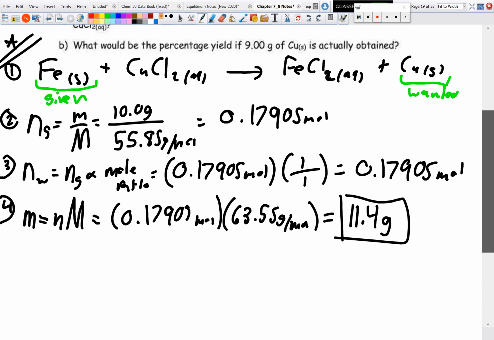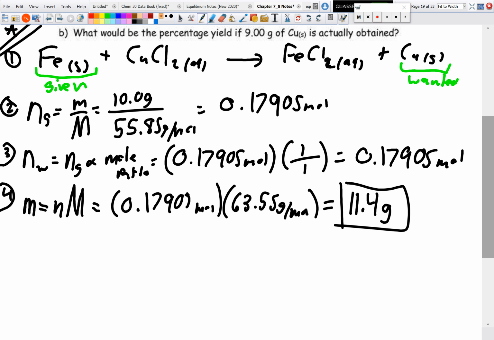Now for part B, this is the new part. This is what would be the percent yield if 9 grams of copper is actually obtained. So of course, what this actually obtained is that someone has done this reaction. They produced the copper solid, they filtered it, they dried it out, they weighed it, and they figured out, okay, we only collected 9 grams. So what is the percent yield?